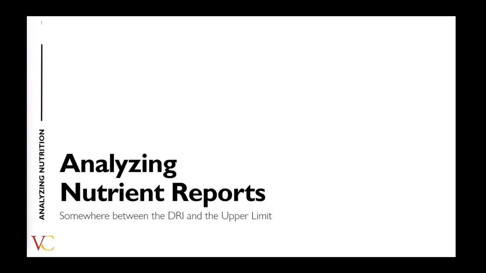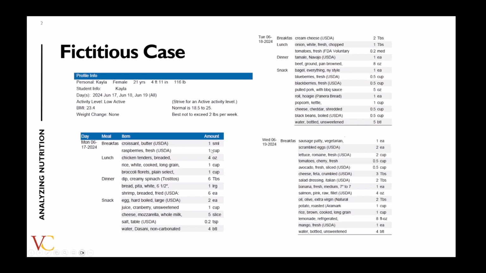In this video, we will take a look at how to analyze nutrient reports to determine if a person is getting adequate amounts of all the nutrients. For our video discussion and some upcoming videos, we will use the fictitious case of Kayla, a 21-year-old female college student. On the screen, we see her profile and 3 days of food that she consumed.